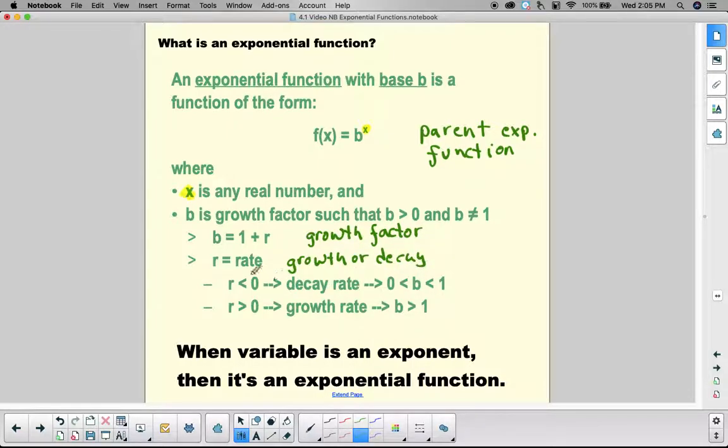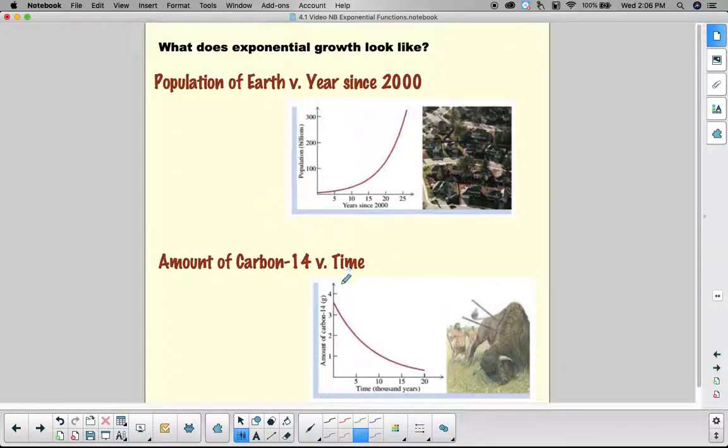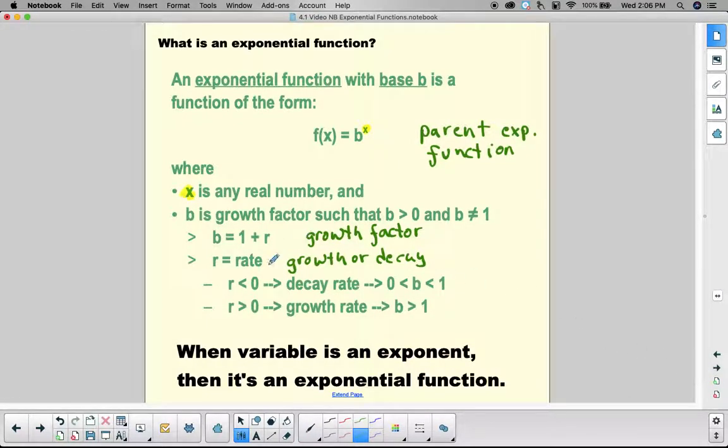Now, if the rate is less than 0, so if the rate is negative, that means that your exponential function is going to be decaying. And that's like this one, carbon 14. The function's going down. The growth rate is negative, and that means that the growth factor is going to be less than 1.